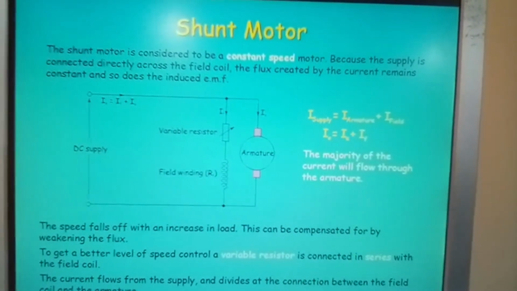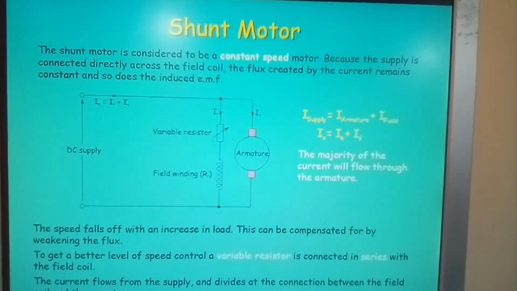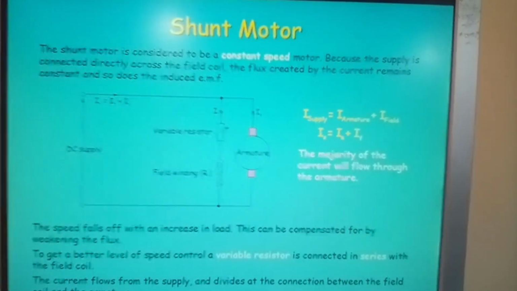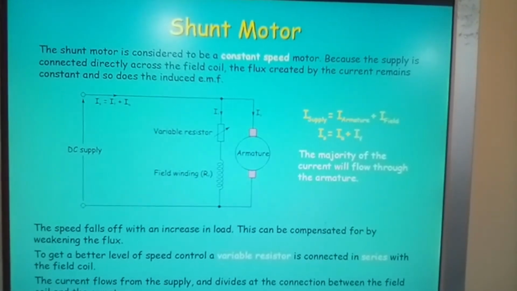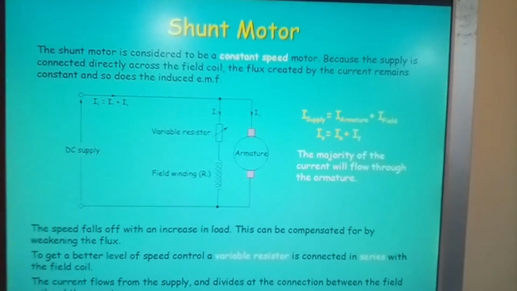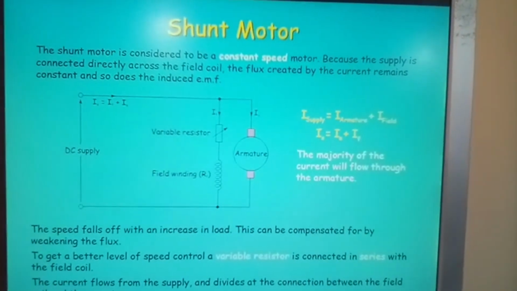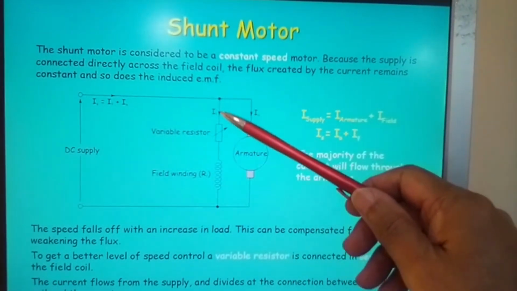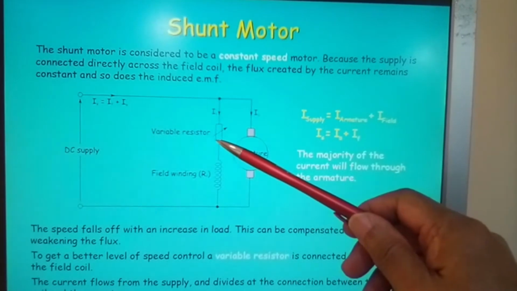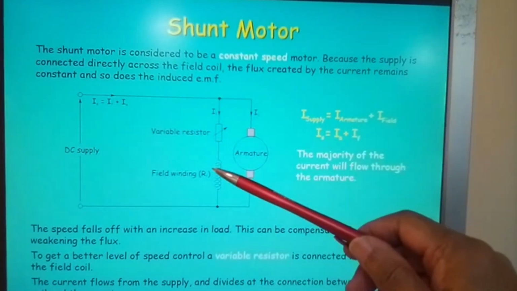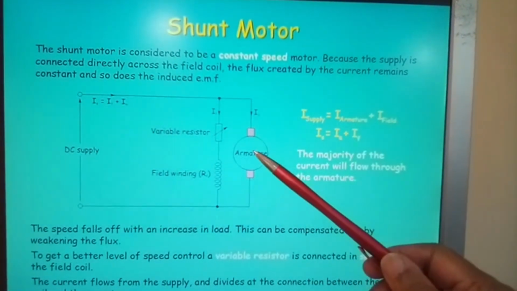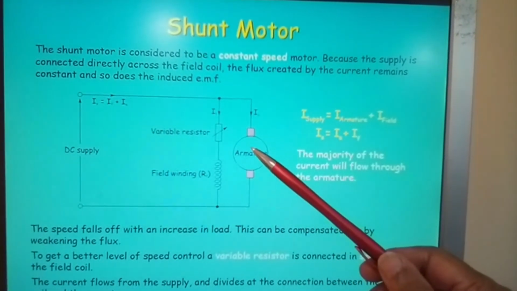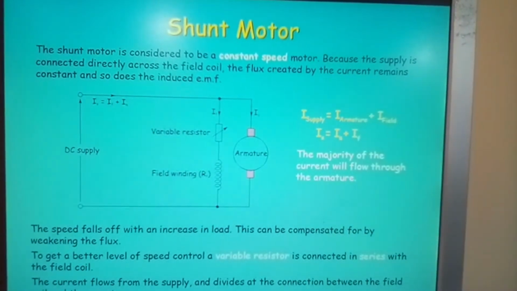And here we have a shunt motor. The shunt motor is considered to be a constant speed motor because the supply is connected directly across the field coil. The flux created by the current remains constant, and so does the induced EMF. And here we have a variable resistor which controls the current to the field. By reducing the current to the field, you can increase the speed of the motor. Okay.